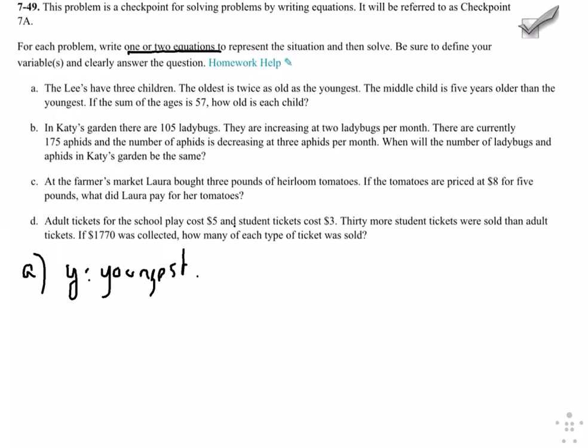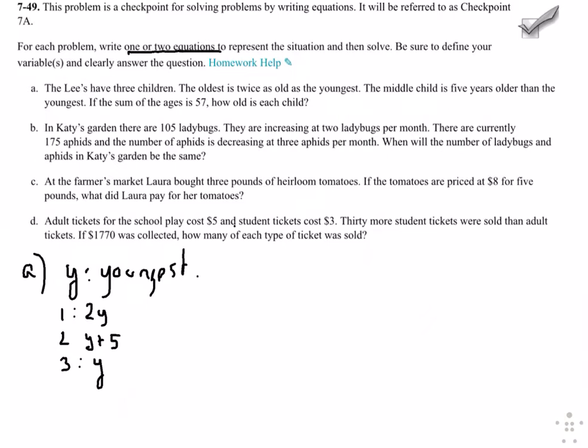Youngest. Okay. So this means that the oldest, they have child 1, 2, and 3, right? And the third child's the youngest. The 1 is the oldest. So the oldest is twice the youngest. So that's 2Y. And then the middle is 5 years older than the youngest. So Y plus 5, right? So I'm just doing this as reference.